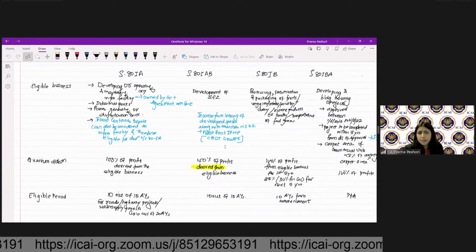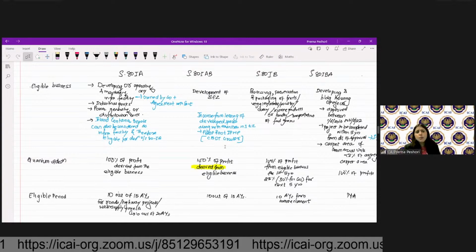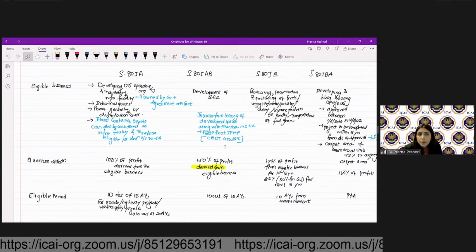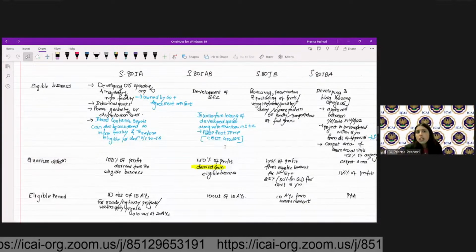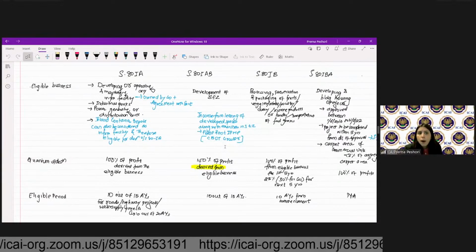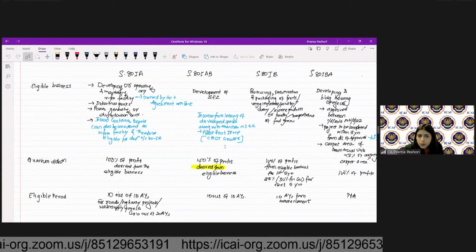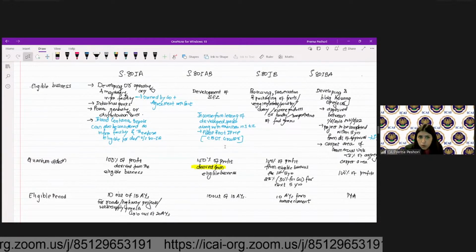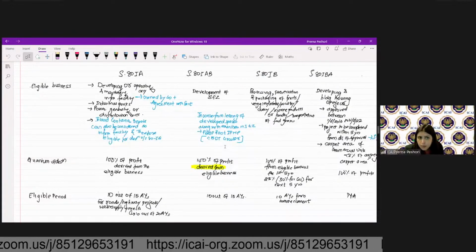So first is 80-IA. The eligible businesses: developing or operating and maintaining any infrastructure facility, industrial parks, power generation or distribution units, inland container depot, all of these are eligible businesses.